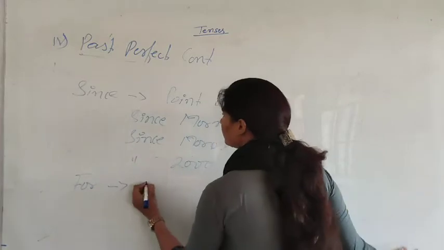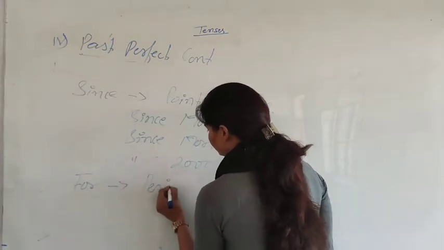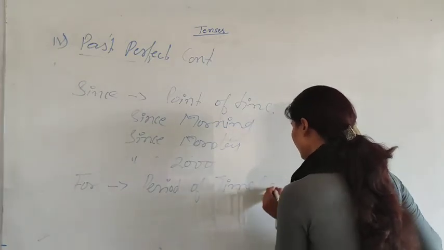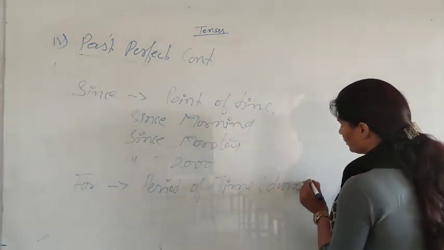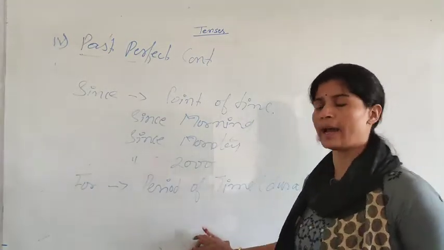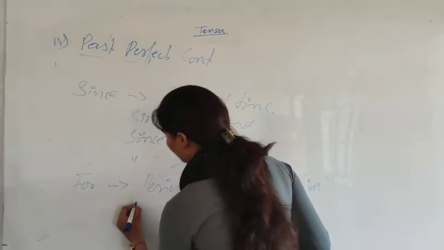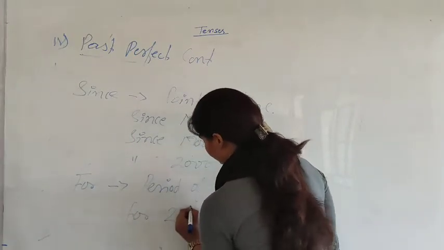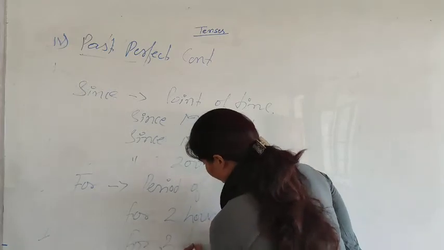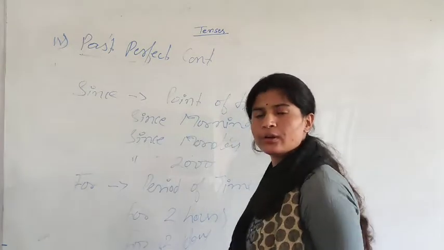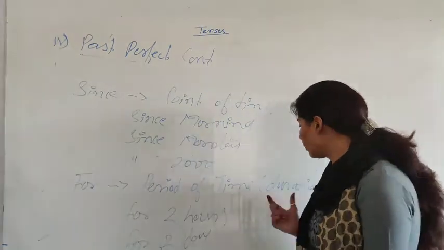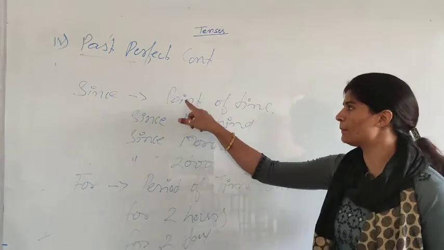Now see the use of for. For is used with the period of time. Period of time, or you can say duration. Duration is like where you don't know the certain or the starting point of an action. It's just, for example, for 2 hours, for 2 days, or 2 years, 2 weeks, etc. Which means in the for you have only been given the duration, not the point of time.